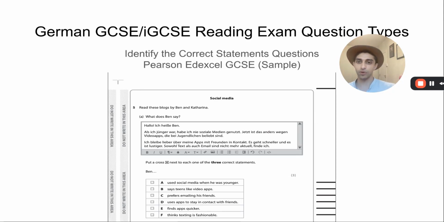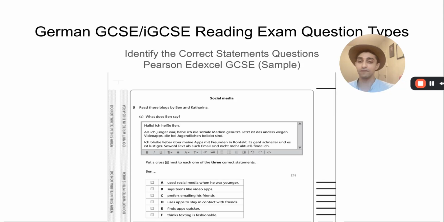Now on to questions where you've got to identify the correct statements. This example comes from the sample material for Pearson Edexcel GCSE, who've very recently somewhat changed their format and syllabus for language GCSE papers. So this question is on social media. Again, as always, read through the instructions first and then the text. This is a very mini text by most standards.